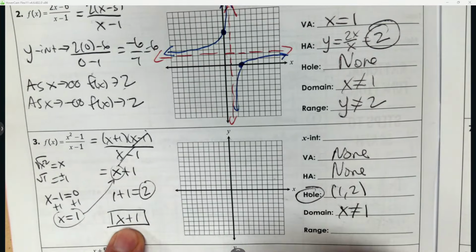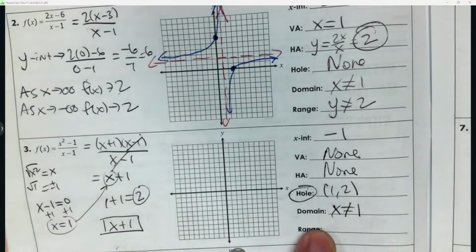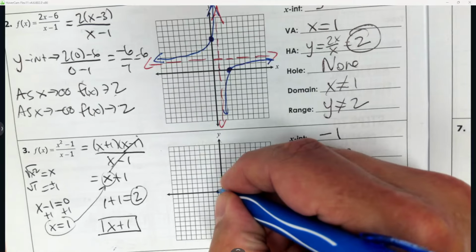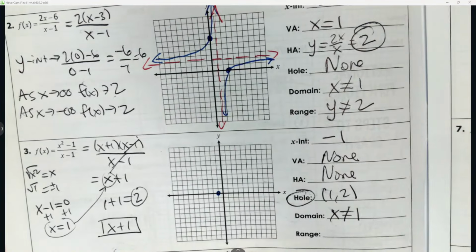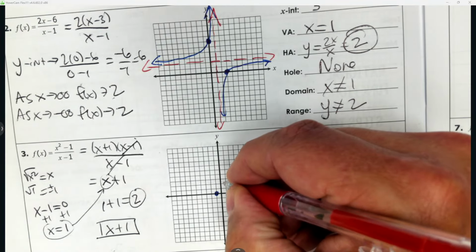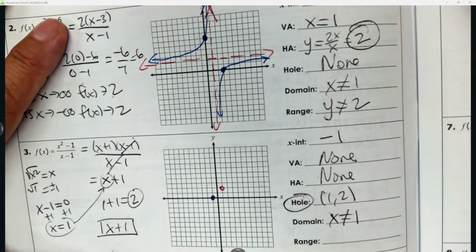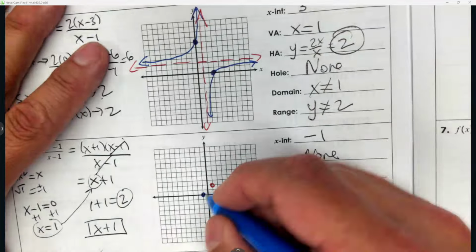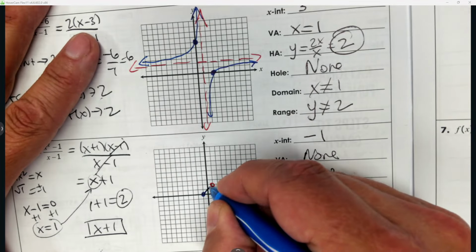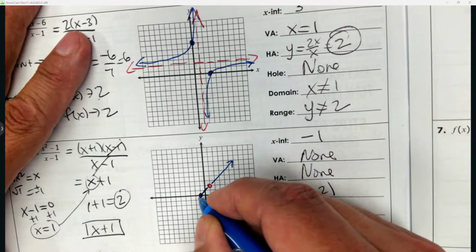What is the 0 of this? What's the opposite number? So that is on my graph. So I have -1, and I have a hole at (1, 2). And I'm going to draw a circle to represent the hole, and then I'm going to connect. There is no curve here because we don't have any asymptotes, so it's just a line with a hole in it.